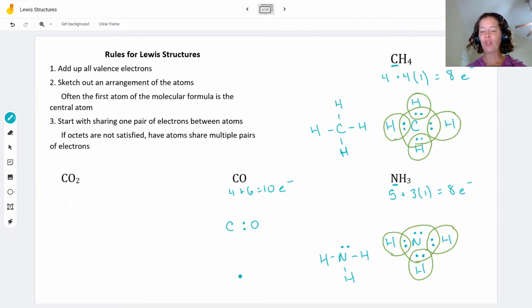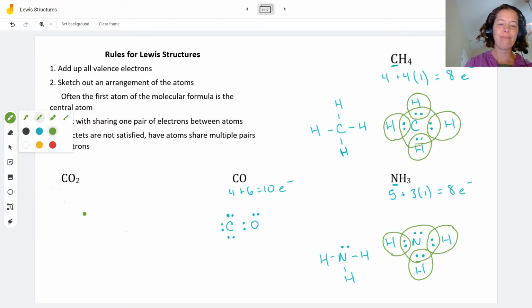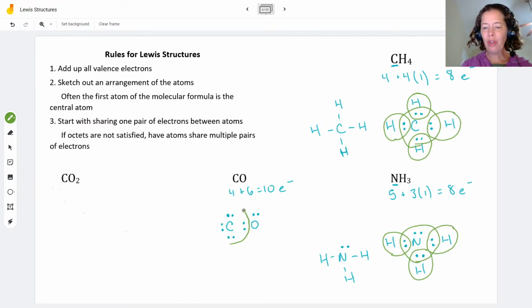So now I'm going to start putting pairs of electrons around atoms until I run out. So this is 2 electrons, 4, 6, 8, 10. Okay, so that's all the electrons I have. Let's check octets. Okay, so around the carbon, I have 2, 4, 6, 8, so carbon is great. And then around this oxygen, I only have 2, 4. All right, so oxygen definitely is not going to be content to just have 4 electrons.